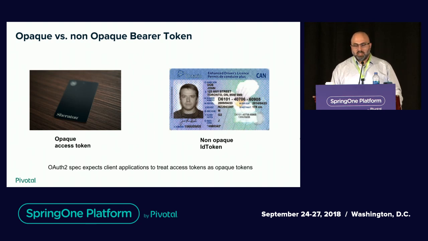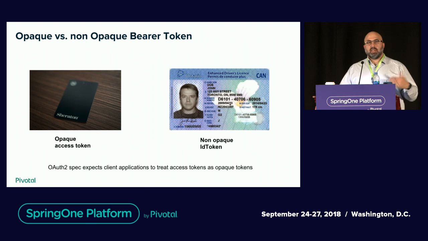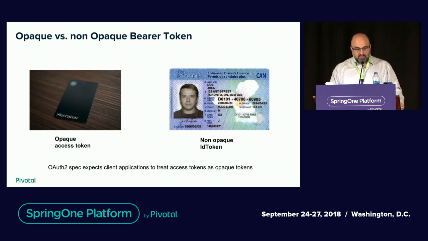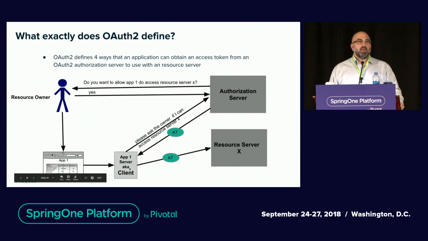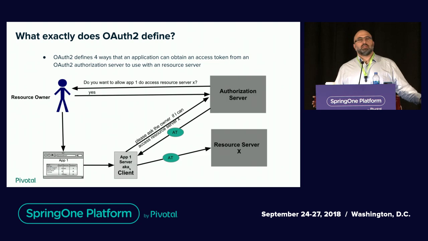Non-opaque tokens tend to have information in them, like the name of the person and other fields that you can actually read. So the OAuth 2 spec expects the client applications, like this guy right here, not to even bother looking inside the token to see what's in there. It's just kind of like a hotel key card included in every request you make, and your operations will not be denied if you have one that hasn't expired.